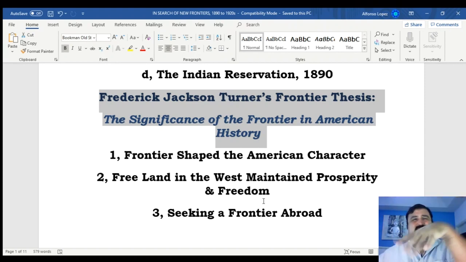There were academic conferences and papers all over the country talking about that, but one historian in particular stood out because he presented a very comprehensive analysis of the significance of the frontier in American history. He wrote a paper on that and presented at conferences, and he's now very well known today for establishing what is called the frontier thesis. In other words, this is a thesis about the frontier in which he explains in a comprehensive way the significance of the frontier in American history.